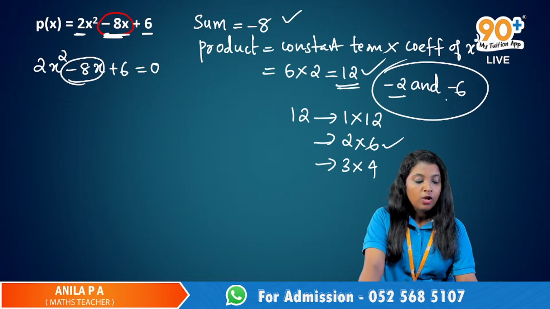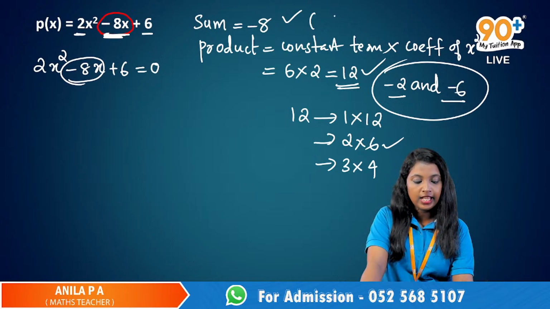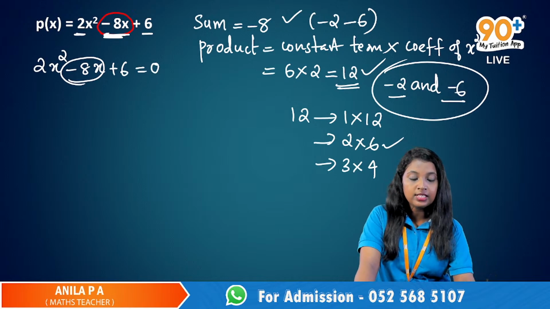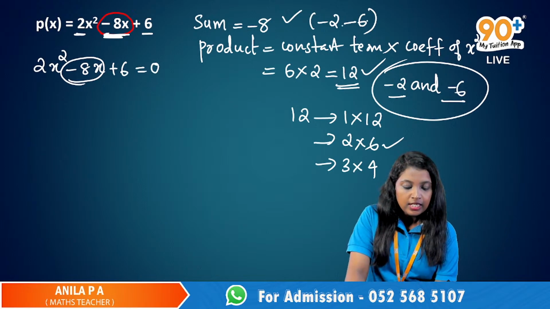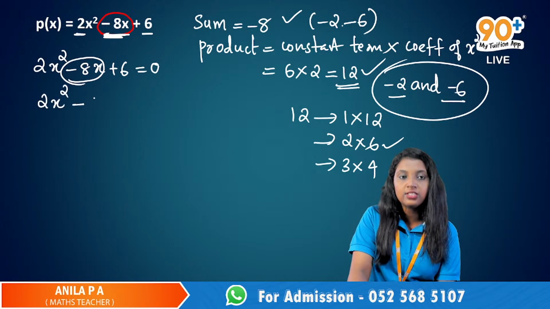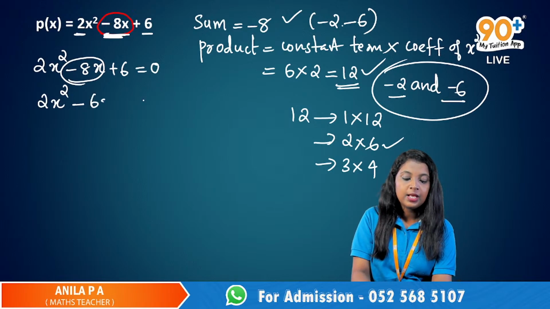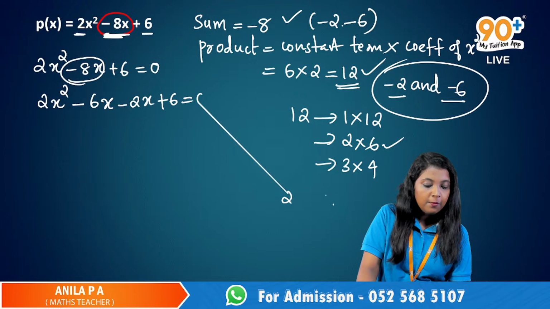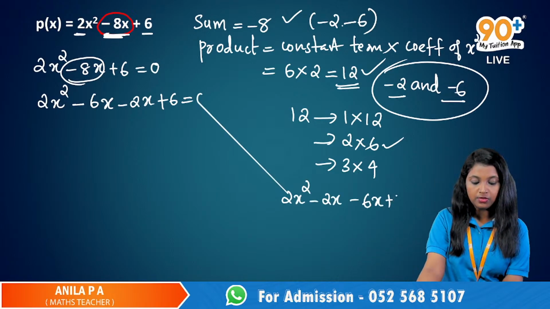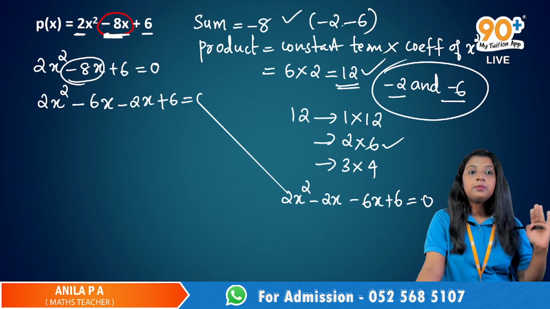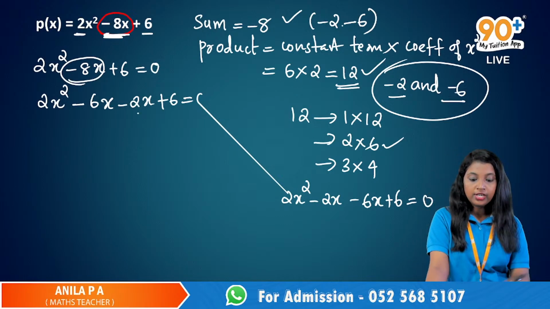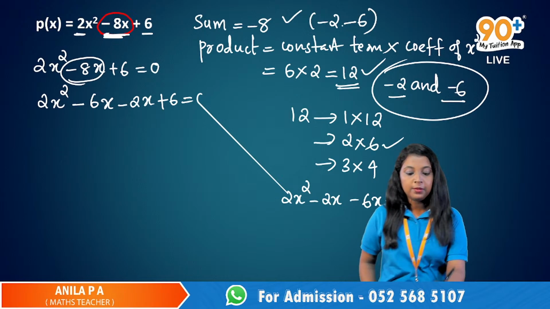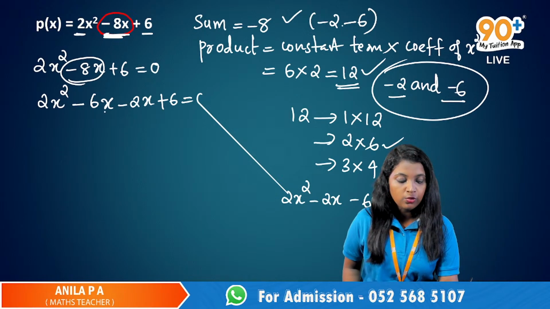We know that negative 2 minus 6 is negative 8. Here, negative 2, negative 6, together they form negative 8. So if it is negative 8x, along with this negative 2 and negative 6, we have to write one x there. So it will be 2x square minus 6x minus 2x plus 6 equal to 0. Or you can write it as 2x square minus 2x minus 6x plus 6 equal to 0. Both of these are correct. The order doesn't matter. You can write negative 6x, negative 2x or negative 2x, negative 6x. That's up to you. So here we can write it as 2x square minus 6x minus 2x plus 6 equal to 0.